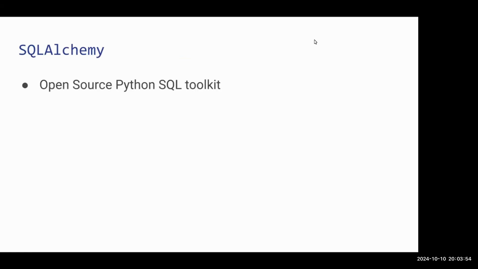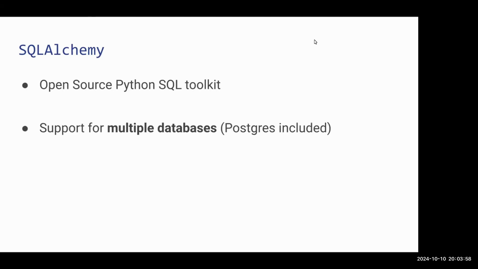SQLAlchemy is an open source Python toolkit for interacting with databases. It supports multiple different database backends, including Postgres. So the idea is you can generate queries for one database backend and more or less be able to run it with a different database backend, like MySQL or SQL Server or whatever.